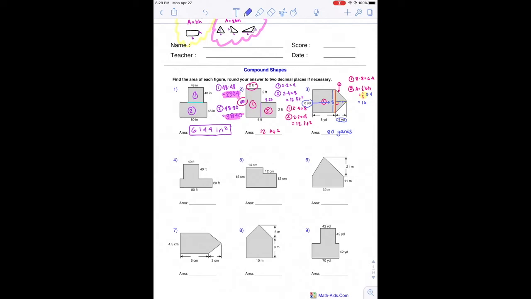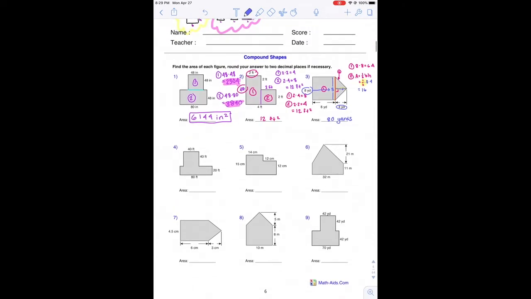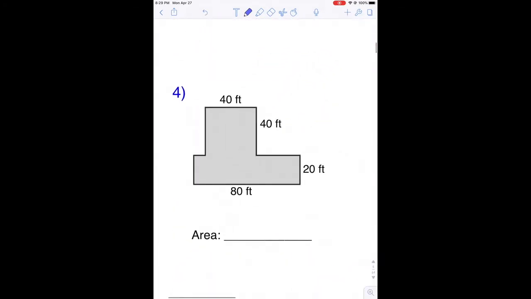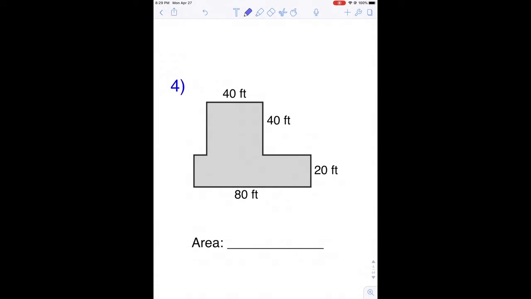Okay, hopefully you're ready to go over 4, 5, and 6. On number 4, you might try to get fancy and split it up like this, or some version of that, but that's too many shapes. I don't want to do all that work. If you just do one line right here, you have a shape 1 and a shape 2.